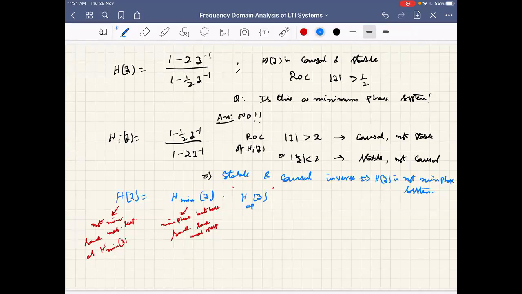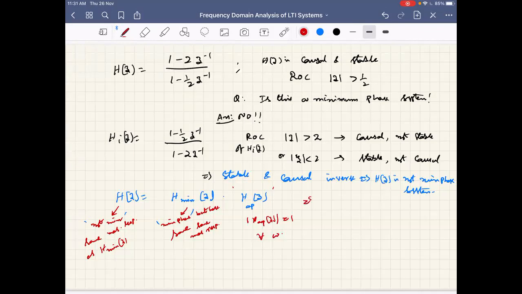Okay, so can we decompose any system which is non-minimum phase into a minimum phase system and a unit magnitude system, like the all pass system, having the same magnitude response? That is, magnitude of H all pass of z is equal to 1 for all omega. Okay, can we have this?